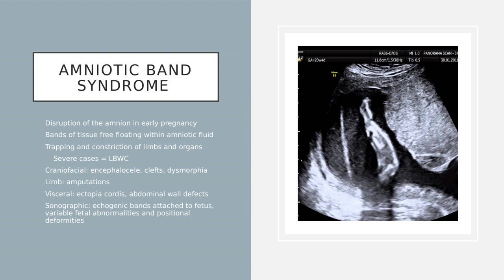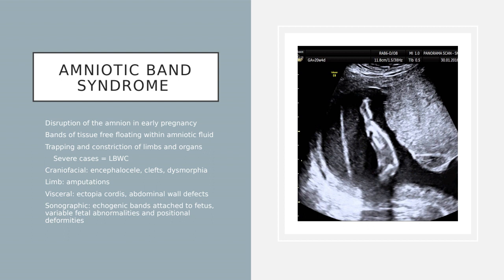So it's going to lead to cases of limb-body wall complex, which we will learn about, but you can do a quick little Google search on that. It also can result in craniofacial defects where we can get these clefts that come down the baby's head. We can get dysmorphia of the face. We can actually have amputated limbs. We can get visceral complications, meaning that the internal organs of the body then become disrupted.